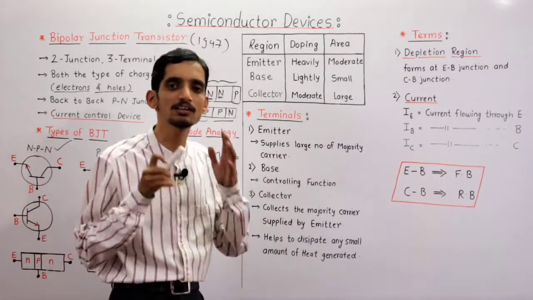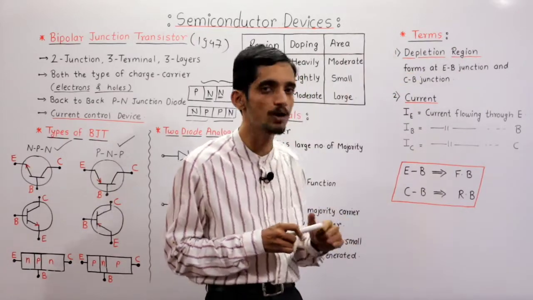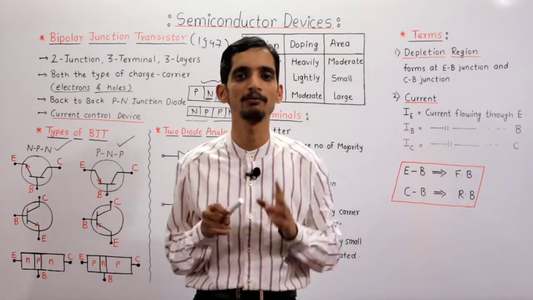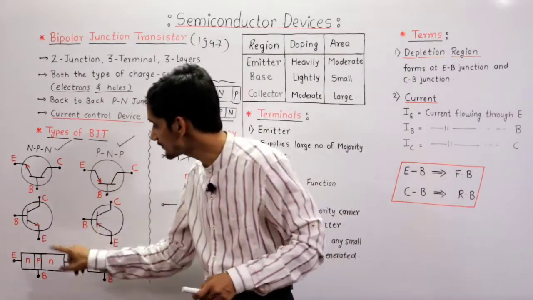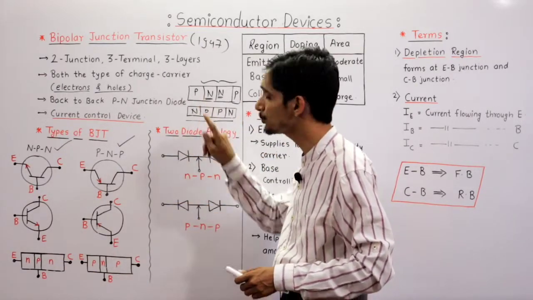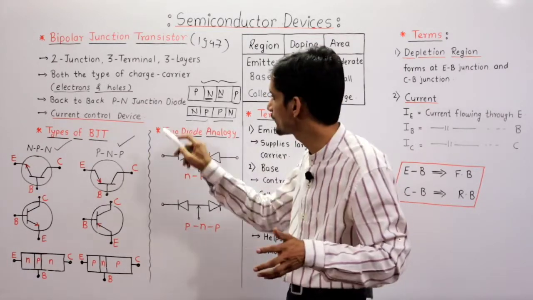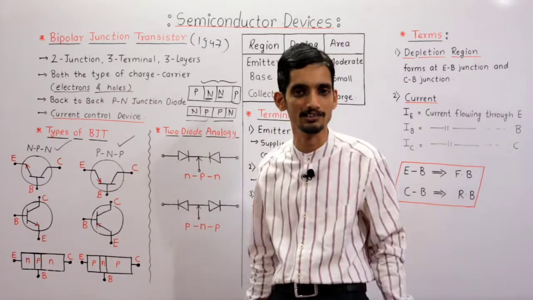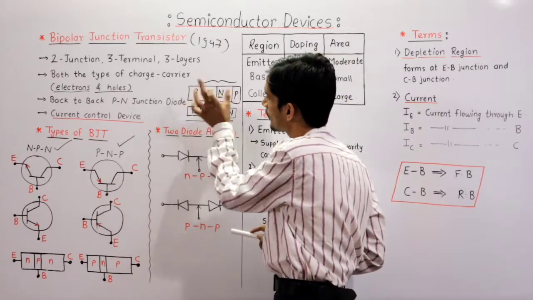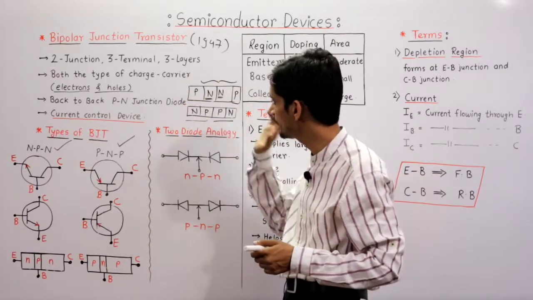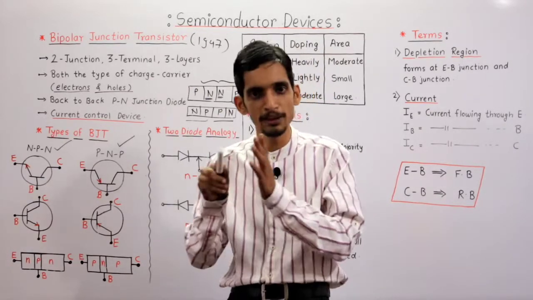Now, another term involved in this BJT is the depletion region. Why is this term present here? Because a transistor is a two-junction device. In a transistor, the junction present is not a homogeneous junction, it is a heterogeneous junction, because it is present between two different semiconductors, P type and N type. So in this transistor there are two junctions. Doping is also different, because the base is lightly doped and the emitter is heavily doped.